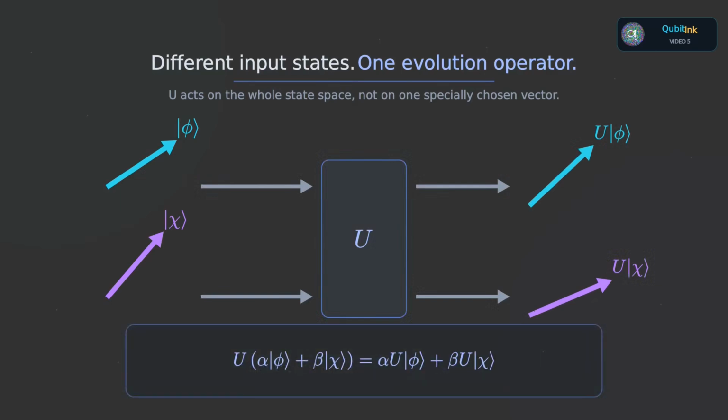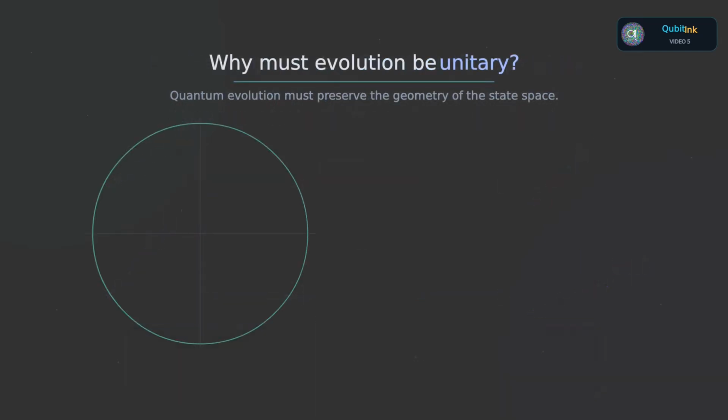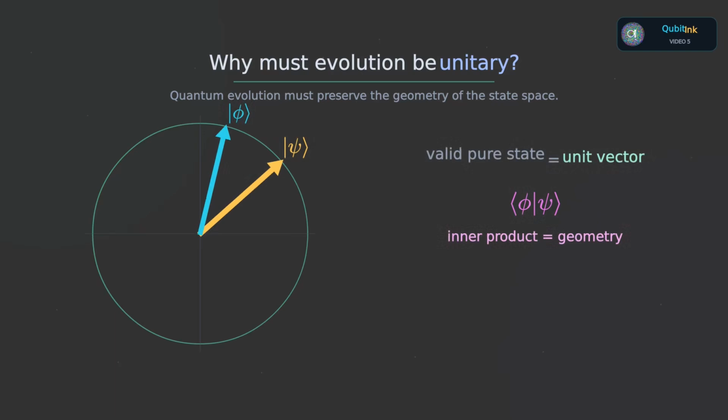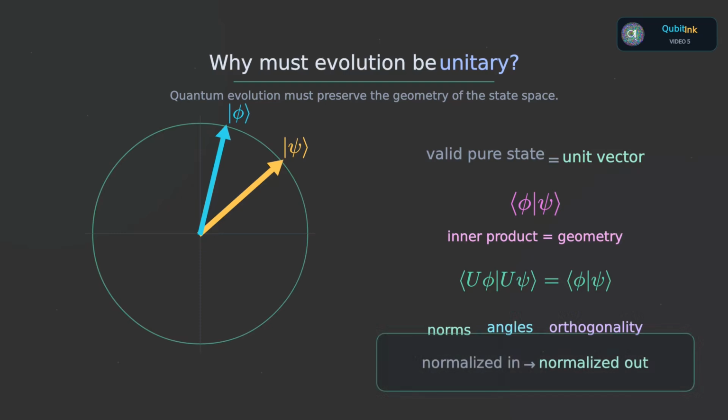That matters because a unitary operator is linear. Once we know how it acts on a basis, linearity tells us how it acts on every superposition built from that basis. Now, why unitary? Remember the geometry we introduced earlier. A valid pure state is a unit vector, and inner products encode the geometry of the state space. A unitary transformation preserves those inner products. As a consequence, it preserves norms and orthogonality. So a normalized state remains normalized as it evolves. The state may move through Hilbert space, sometimes dramatically, but unitary evolution never stretches it into an invalid state.